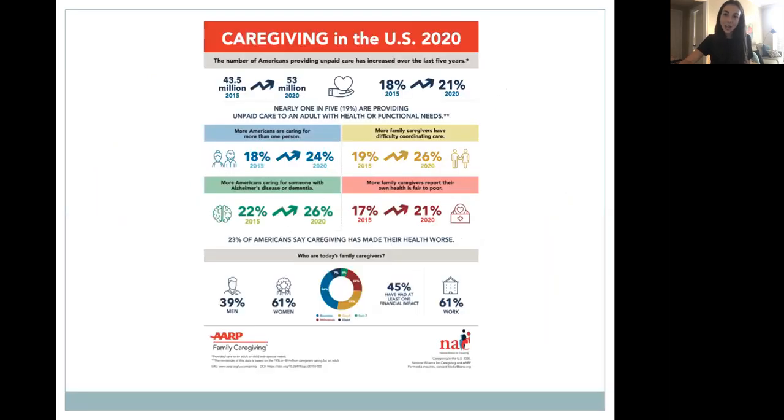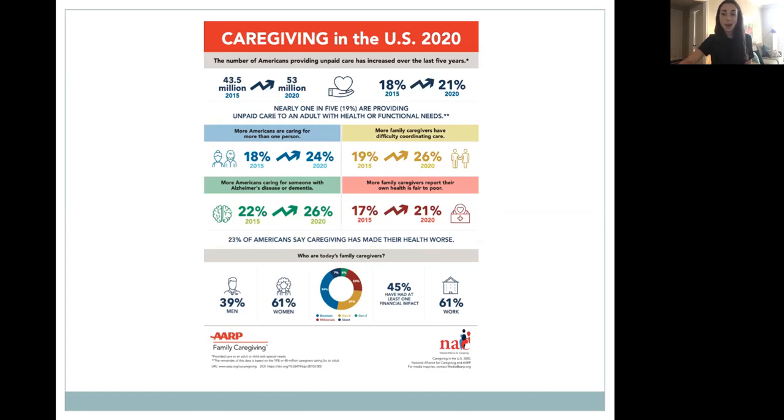So this is an infographic that I'm also including in this week's folder, and there are 2 things that I really want to hit on in this infographic from the National Alliance on Caregiving. The first is that nearly 1 in 5 adults in America are giving unpaid care to an adult with health or functional needs. So that is about 20%, between 19 and 20% of Americans are considered caregivers, and that is a lot of people. And 23% of those Americans say that caregiving has made their health worse.